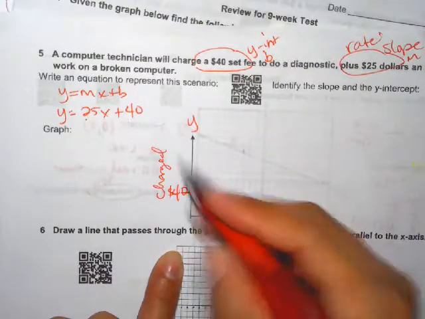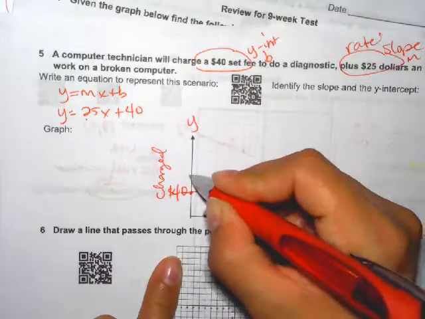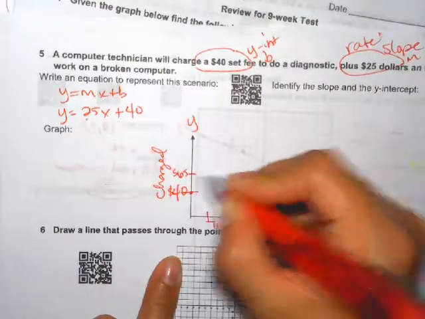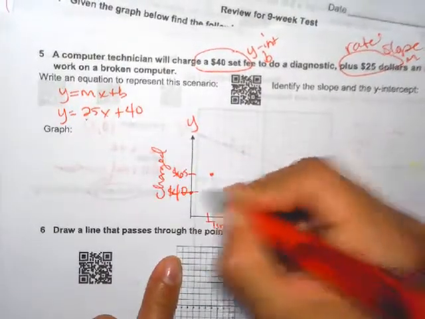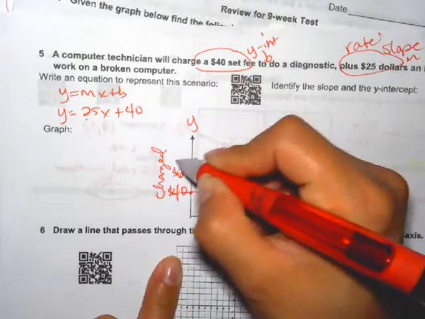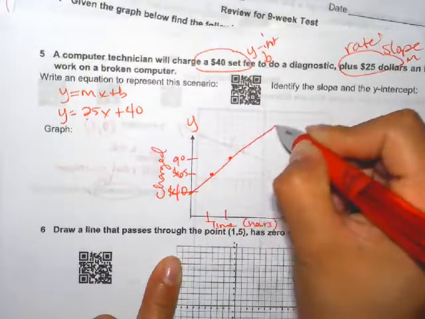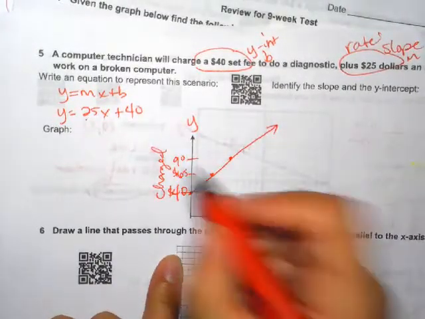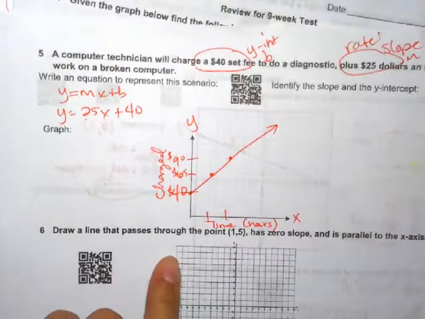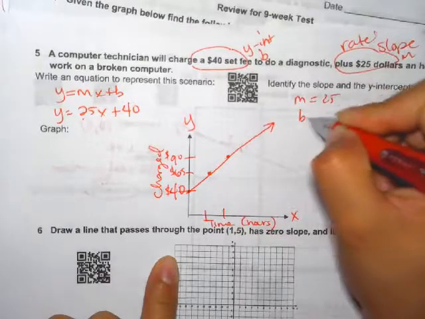Now I'm going to be paying $25 per hour, so in 1 hour it's going to go up 25, so then it'll be $65 over 1. And then in 2 hours it would go up another 25, so we'd be at 90, I believe, and so on. Okay. So again, my slope was 25, the y-intercept was 40.